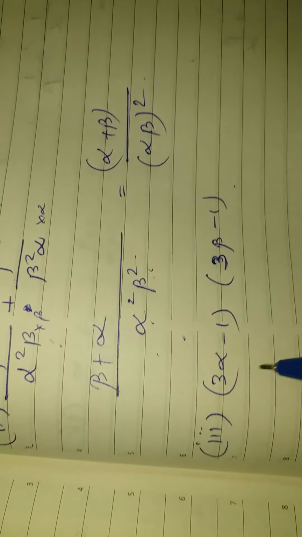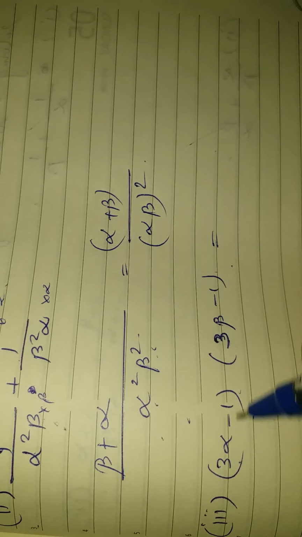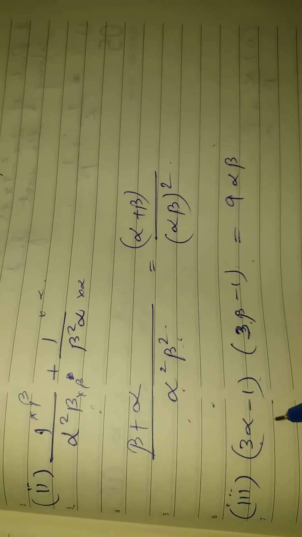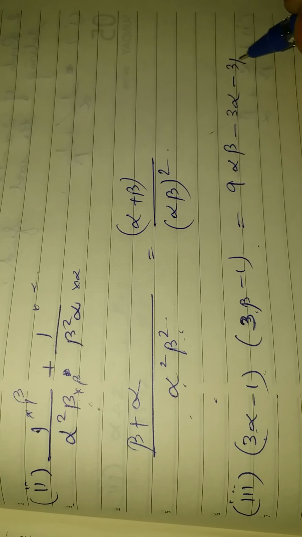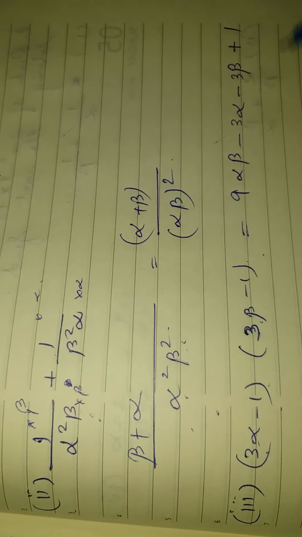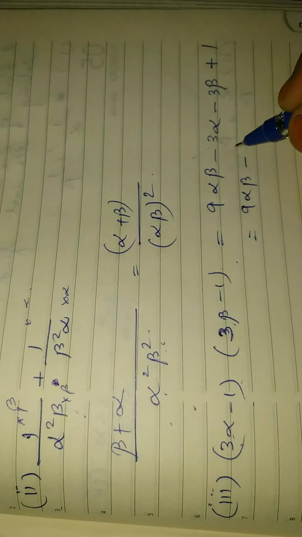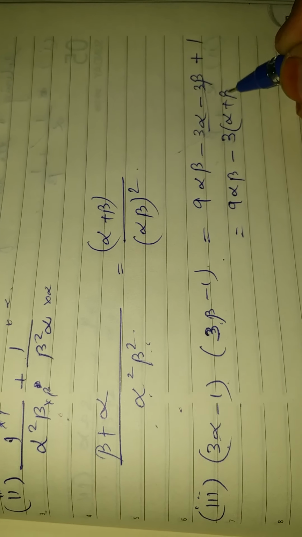Now this you can just multiply: 3 alpha means 3 threes are 9 alpha beta, minus 3 alpha minus 3 beta, minus into minus plus 1. So it is equal to 9 alpha beta minus, you take out 3 from both the terms alone, alpha plus beta, plus 1.